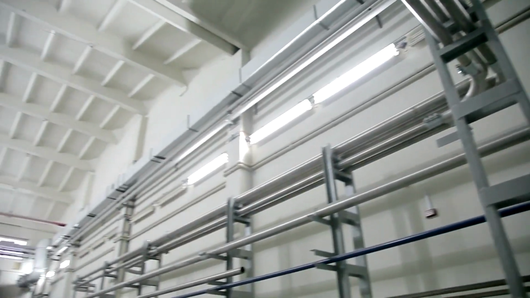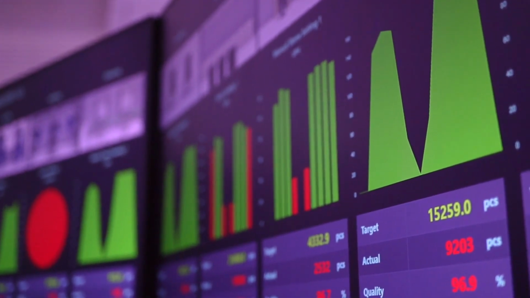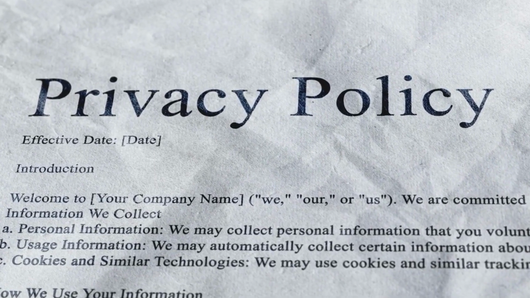Accuracy. One of the core principles of GDPR is data accuracy. Personal data must be accurate, and any inaccurate data should be corrected without undue delay. Storage limitation. Data should not be retained longer than necessary for the purposes it was collected. Organizations are required to establish data retention policies and adhere to them.